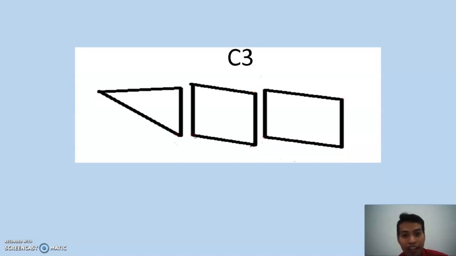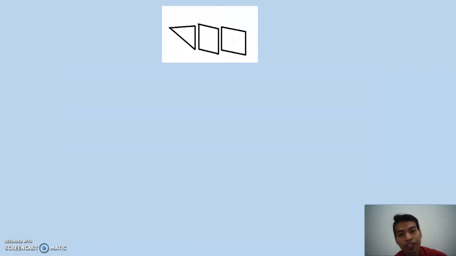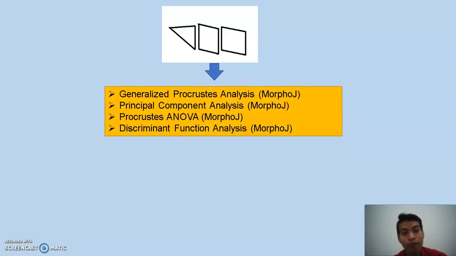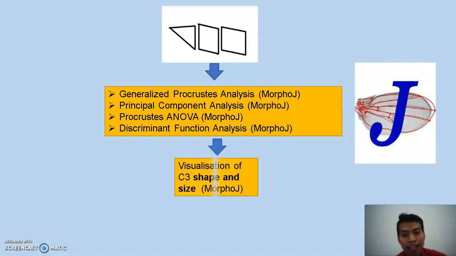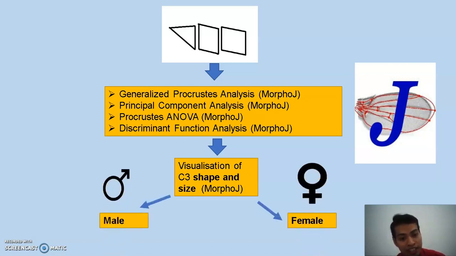Conceptually speaking, the collection of this new geometric information of the third cervical vertebra was processed with a few analysis techniques, namely generalized Procrustes analysis, principal component analysis, Procrustes ANOVA, and discriminant function analysis by MorphoJ software. These analyses were meant to visualize the third cervical vertebra morphology, both shape and size differences, between male gender and female gender.